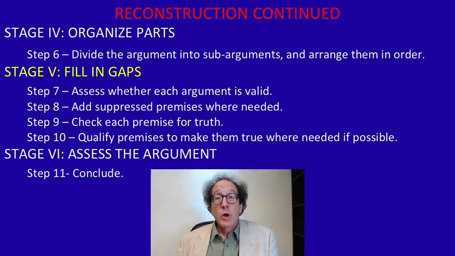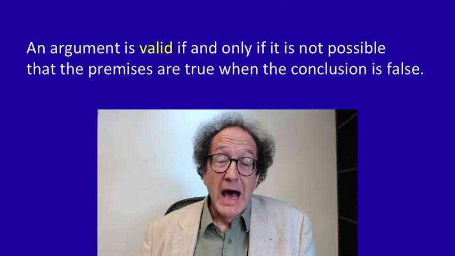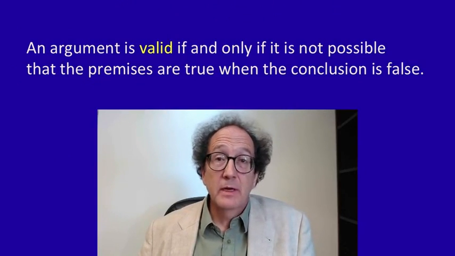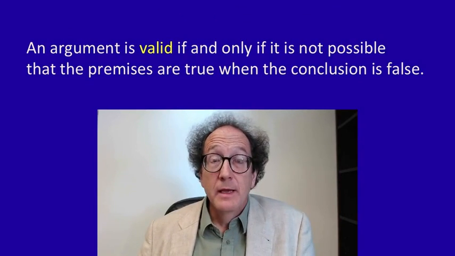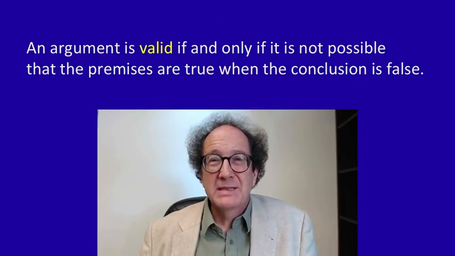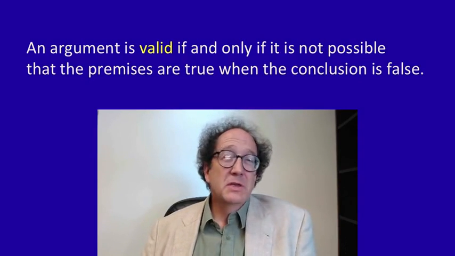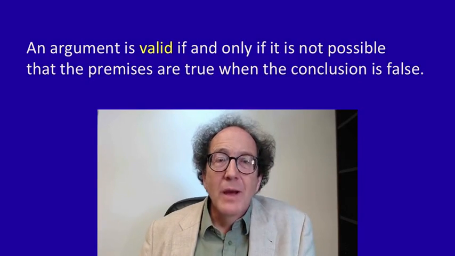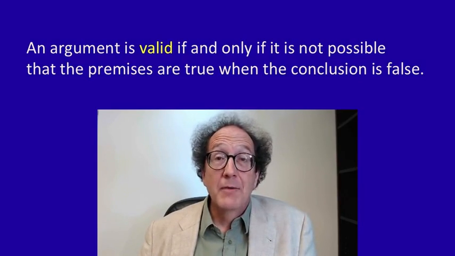So these steps within the stage really do work in tandem together to try to make the argument good. We already learned how to assess validity. You simply ask, is it possible for the premises to be true and the conclusion false? And if so, the argument is not valid, and if not, the argument is valid. And the way you figure out whether it's possible is you try to tell a story or describe a situation. And if you can describe a coherent situation where the premises are true and the conclusion is false, then that shows that the argument's not really valid.